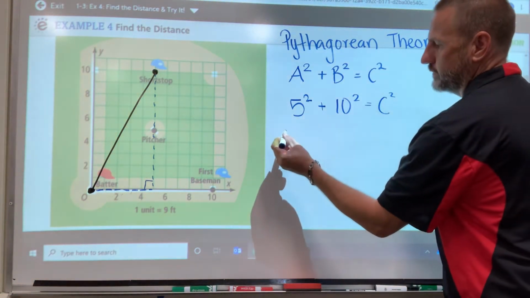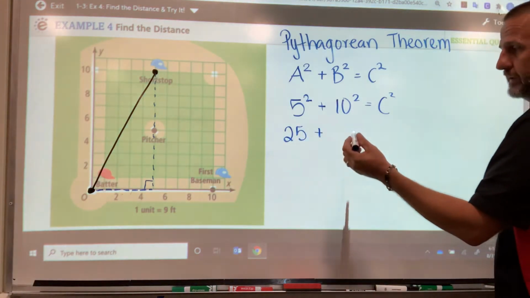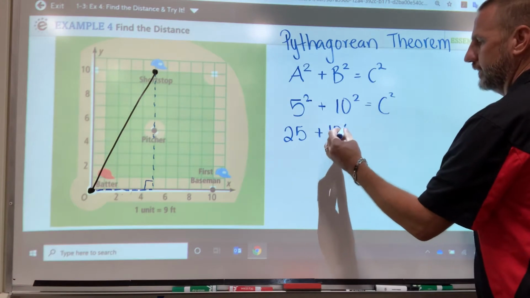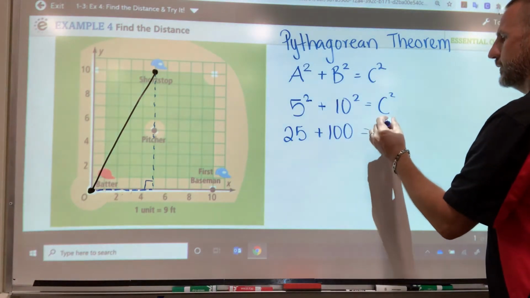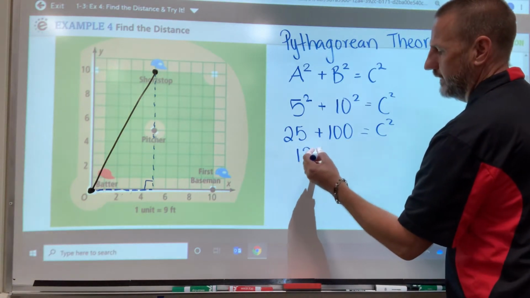So 5 squared is 25. 10 squared, meaning 10 times 10. When I say squared, I mean 10 times 10, 100, equals c squared. So 25 plus 100 is 125.